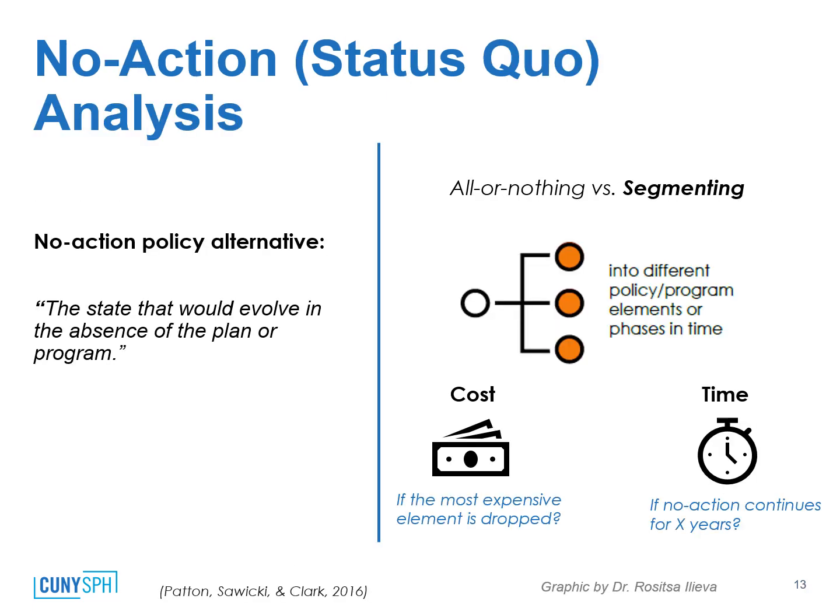The no action or status quo alternative is often overlooked, but it's a critical benchmark in any policy analysis. As Patton-Sawicki and Clark describe, this represents the state that would evolve in the absence of the plan or program. So including this option, which should always be the case, allows analysts and decision makers to compare new interventions to what would have happened if nothing changes.